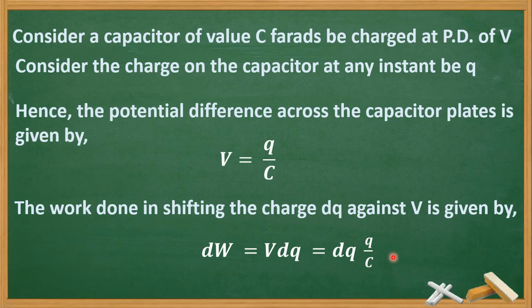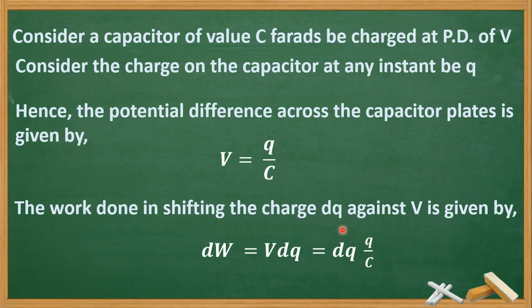So from this equation we know that for a transfer or shifting of a small charge dq for a small time dt against the potential difference V, the work done for that small amount of charge is dW is equal to dq into q upon C.